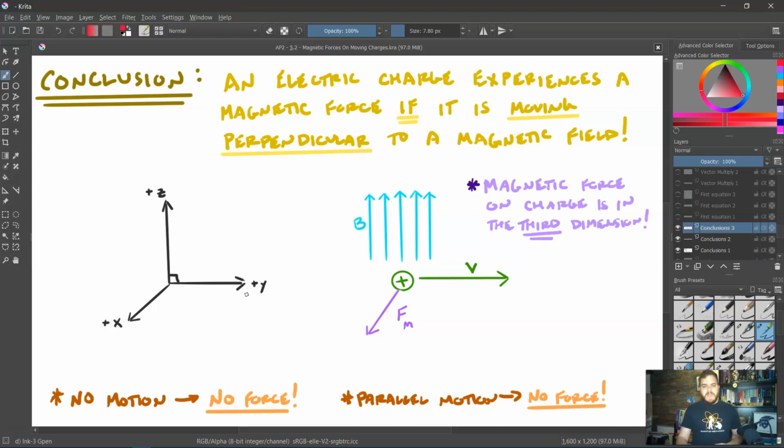So right here, I have, for instance, let's look at these three axes. This is just like Cartesian coordinates. I have x, y, and z. These are all basically perpendicular to each other, representing the three different dimensions. Y would be to the right and left, z would be up and down, x would be into the page or out of the page, though I know it's kind of hard to visualize that here. So if we look at this particular charge, its velocity is to the right, the magnetic field is up, it would actually experience a magnetic force coming out of the page in this third dimension.